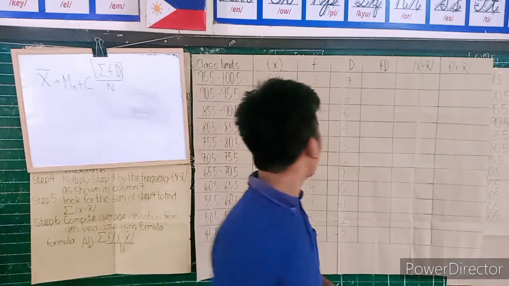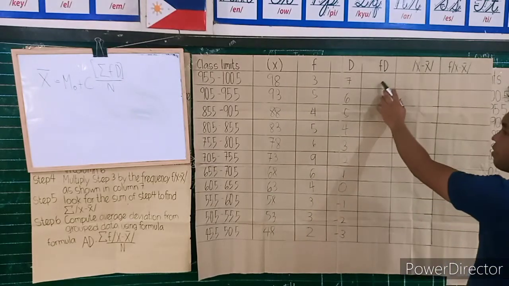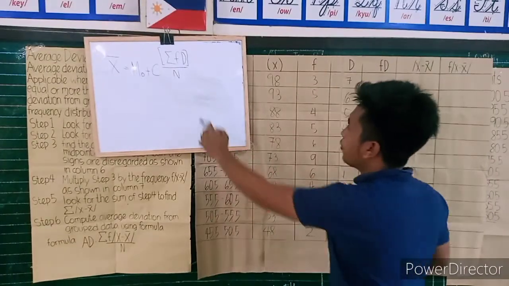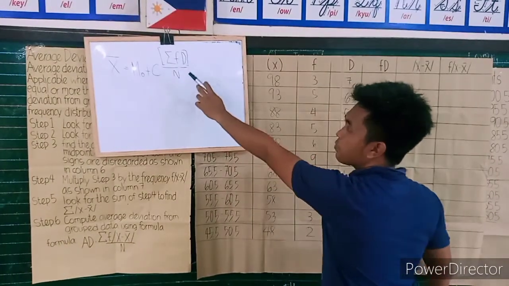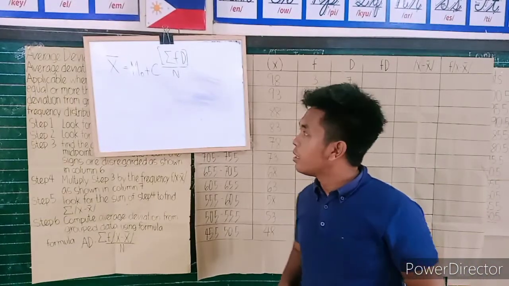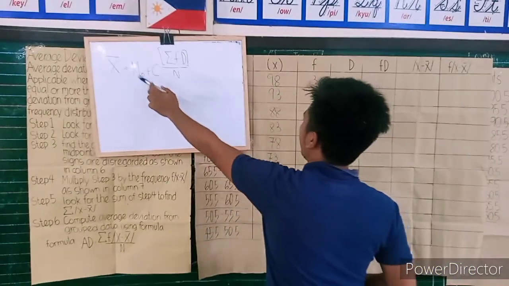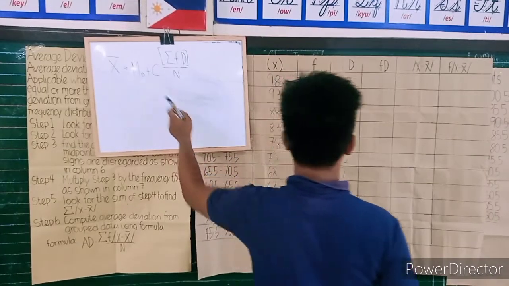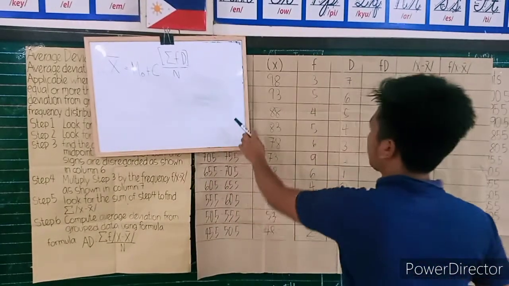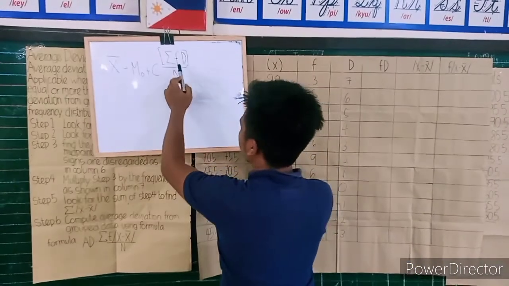So we need to multiply this frequency and the deviation in order to get the frequency deviation, because in this formula on how to get the arithmetic mean, we need this. Okay, we need this frequency deviation in order to get the arithmetic mean. Are we clear? We are done in getting our mode, our midpoint or origin. So we are done here. We are getting this frequency deviation in this table.